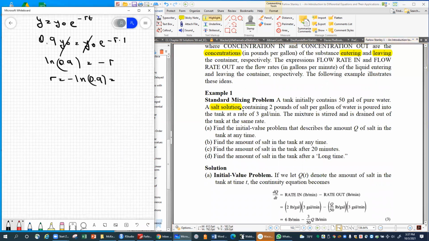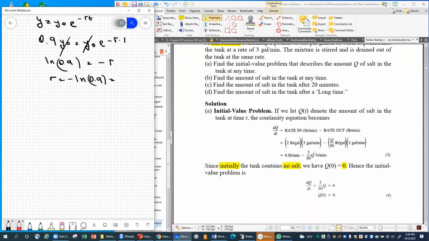So let's look at the standard mixing problem. You have a tank with 50 gallons of pure water, and salt solution with 2 pounds of salt per gallon of water is poured into the tank at 3 gallons per minute. The mixture is assumed well stirred and is drained out at the same rate. So what's the equation? And we can answer all kinds of interesting questions.